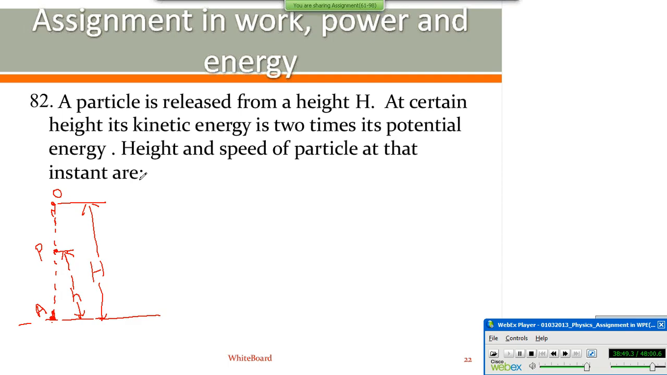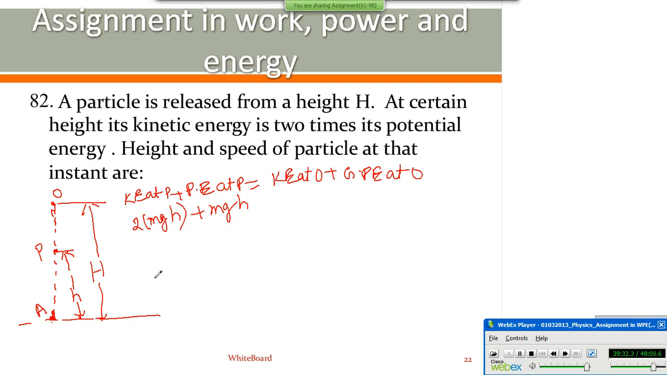So here the particle moves only under the influence of gravity, which is a conservative force. Therefore, total mechanical energy of the particle can be assumed to be constant. So sum of the kinetic energy of the particle at P and gravitational potential energy of the particle at P is equal to sum of the kinetic energy at O and gravitational potential energy of the particle at O. So according to the problem, kinetic energy at P is 2 times the potential energy. So kinetic energy at P you can write 2 times the potential energy at P. Potential energy at P is mgh. So kinetic energy at P is 2 times mgh.